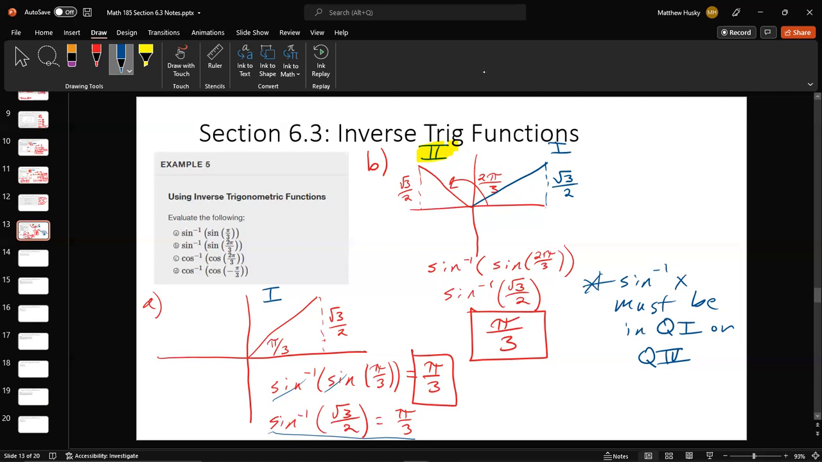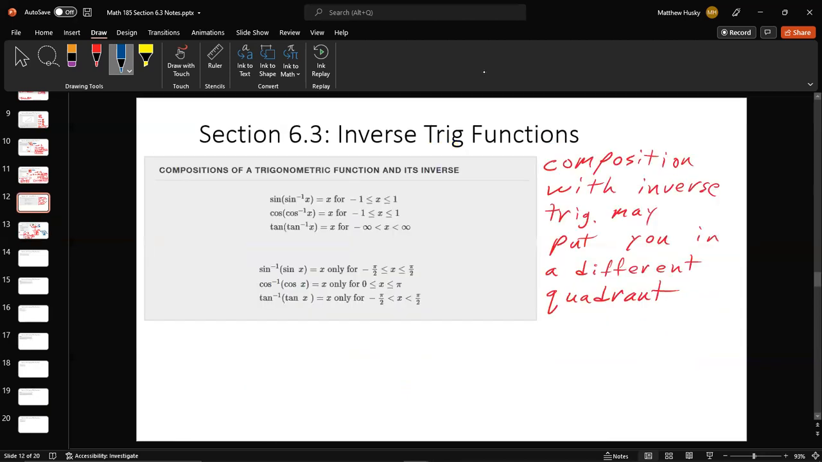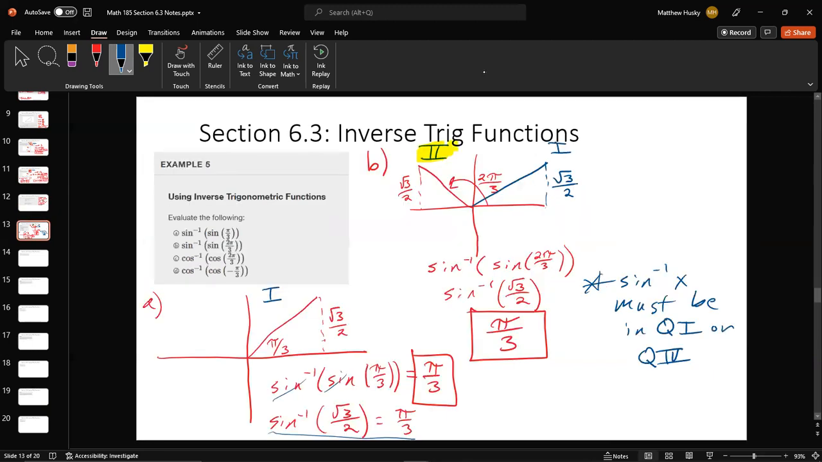That's why this is kind of a big deal. And that's what I meant earlier when I said sometimes, not always, it may put you in a different quadrant. That's what I was getting at when I said that. Even though in this problem the angle starts in quadrant 2, we're limited to only quadrants 1 or 4 for the inverse of sine.